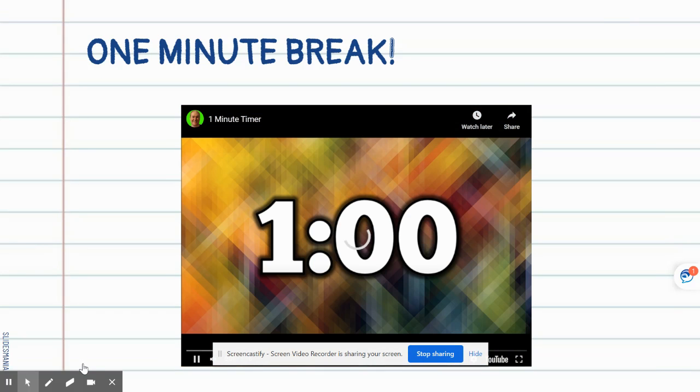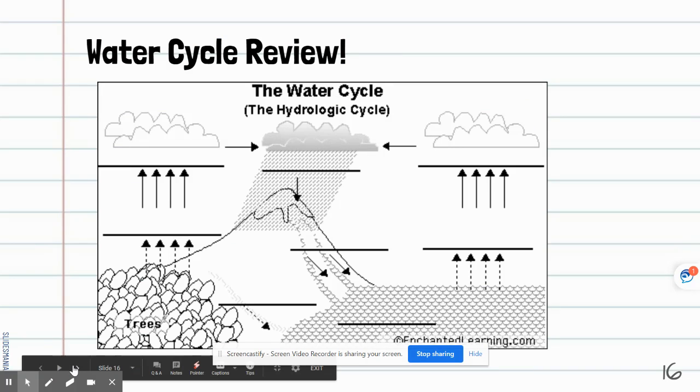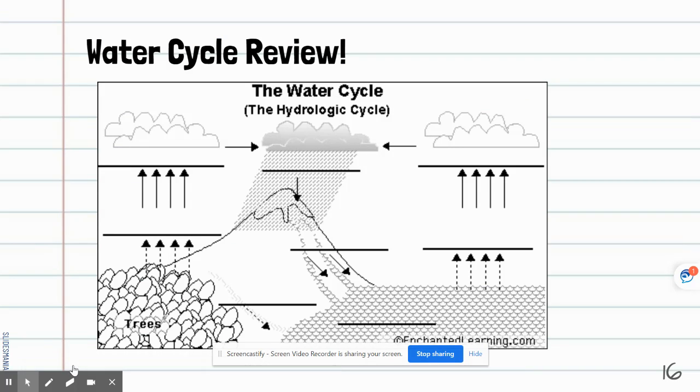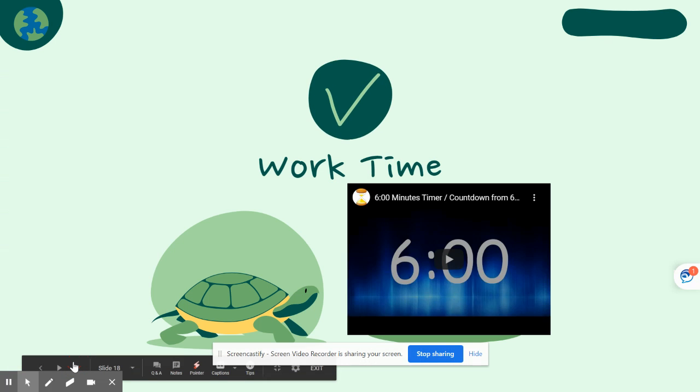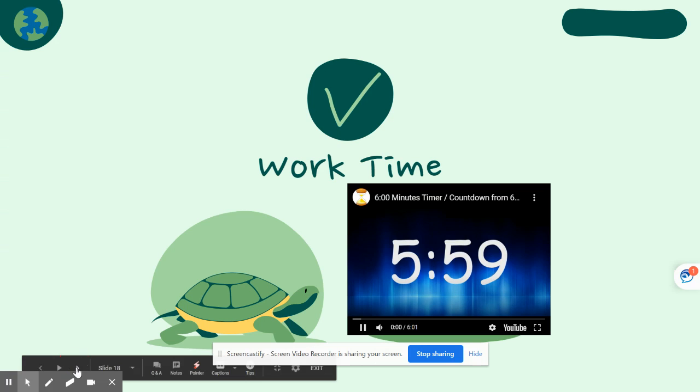Then we took a little break. Again, we're not going to take a break right now. Please pause the video and do the next two parts by yourself. Complete the diagram and see if you can remember and label the parts of the water cycle and the crossword puzzle. So please pause this video. The students had 6 minutes to work on this.